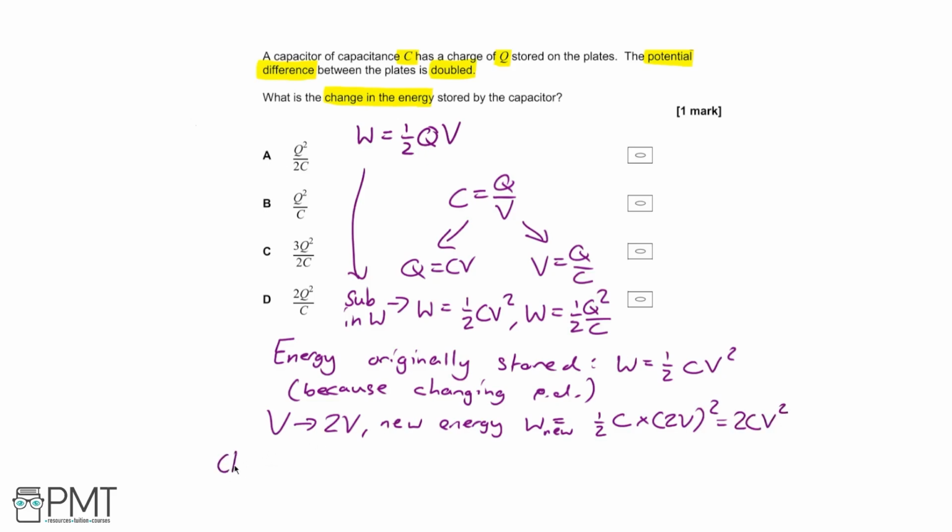Therefore, we can write the change in energy stored as the second value subtracting the first value. So this is W new minus W, and that's just equal to 2CV squared minus a half CV squared, which is 3 over 2 CV squared. So note that this question has asked us for the change, which you have to be careful to do. Next then, we need to turn this back into the equation for charge, because that's what the answers are in terms of.